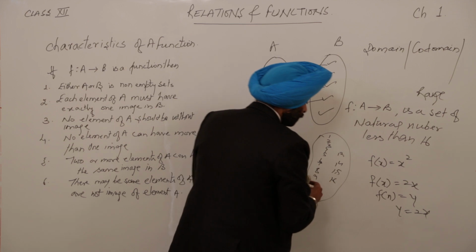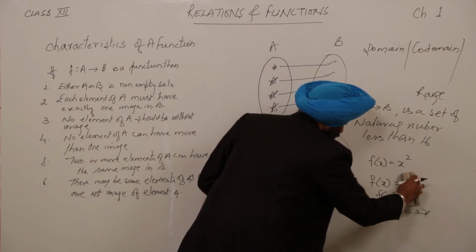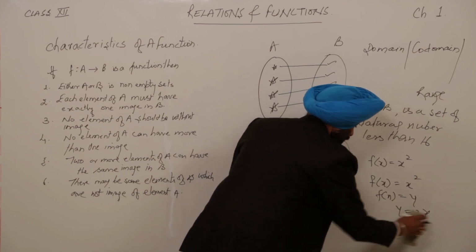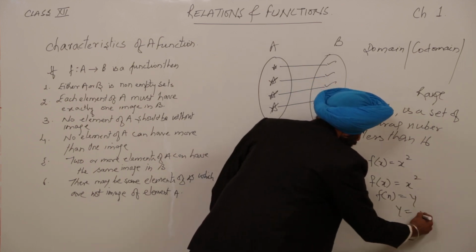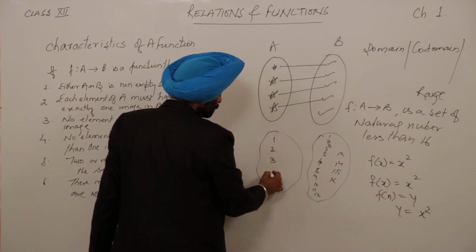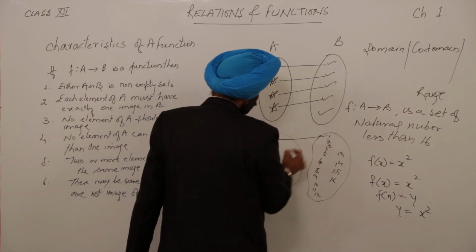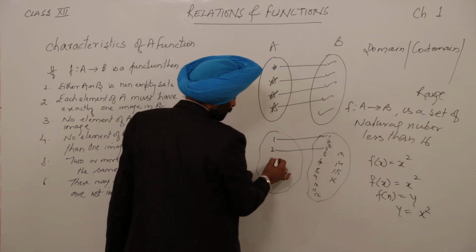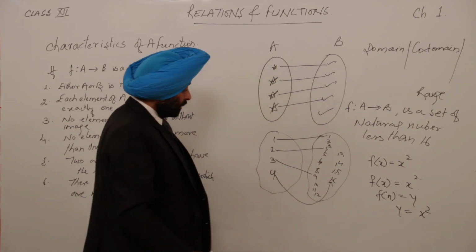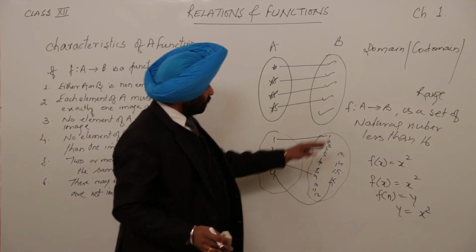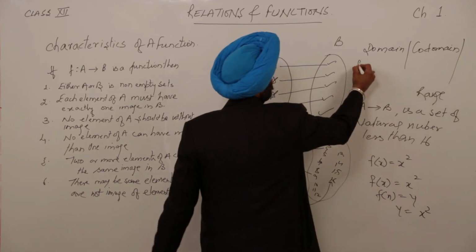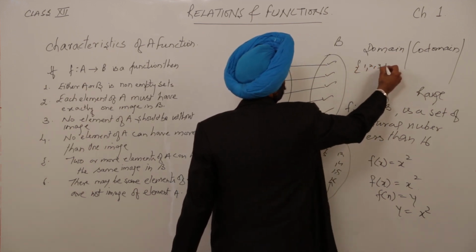I am sorry, this was the example which I wrote. Now we have f(x) is equal to x square, and here also f(x) is equal to x square. Square of 1 is 1, square of 2 is 4, square of 3 is 9, square of 4 is 16. Now my question is, what are the domain and range? The domain is 1, 2, 3, 4.